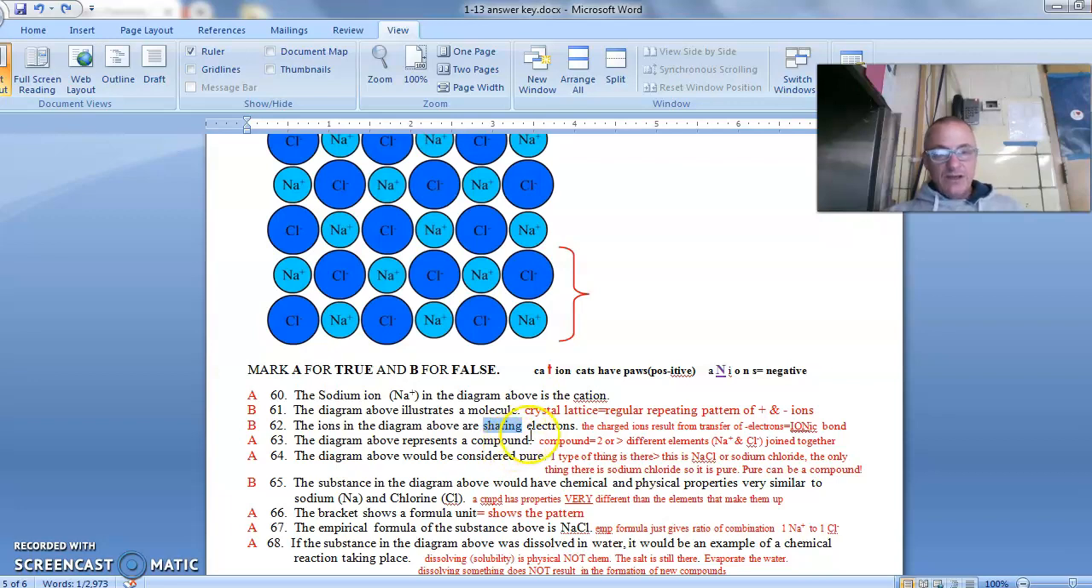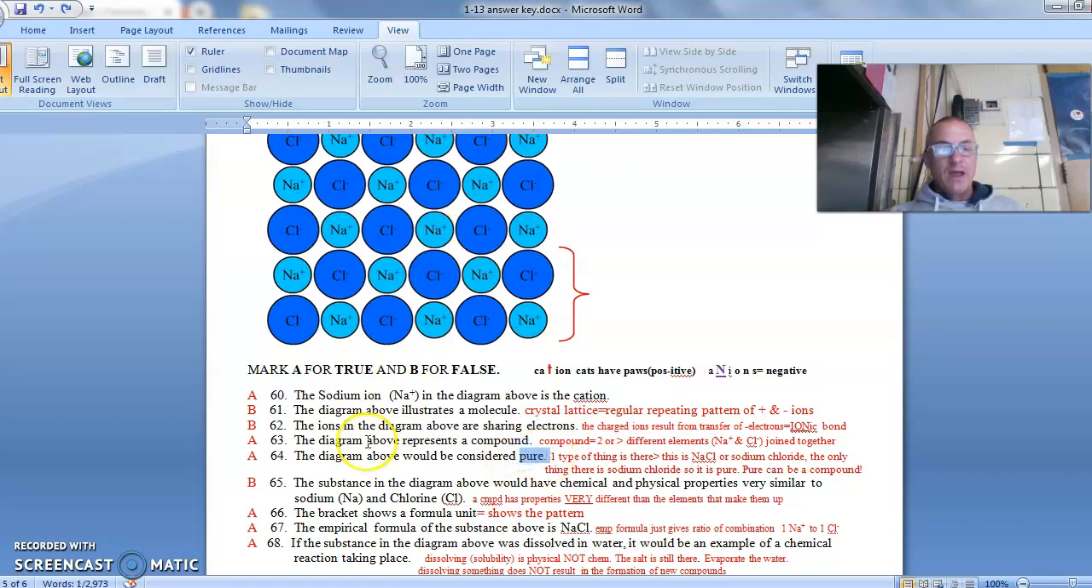63. This is a compound. Absolutely true. Compound just means 2 or more different elements joined. Here, the sodiums have joined with the chlorides. That's a compound.